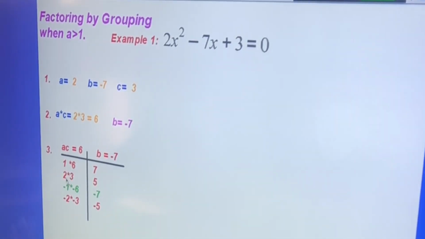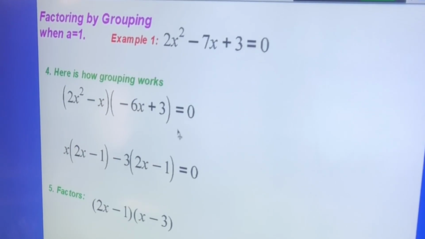Once again, 1 times 6, 2 times 3, I did -1 times -6 and -2 times -3. The reason why these are 2 positive, 2 negative versus the last one where it was 1 negative, 1 positive, AC is already positive. Therefore, the numbers must both be positive or both be negative. Now, I add these up. 1 plus 6 is 7. 2 plus 3 is 5. -1 plus -6 is -7. And -2 plus -3 is -5. So this green one are the factors we will use. Okay, go ahead and build your groups.